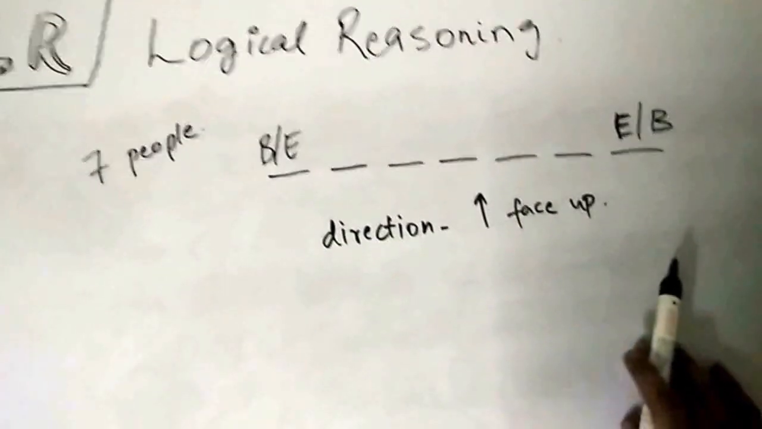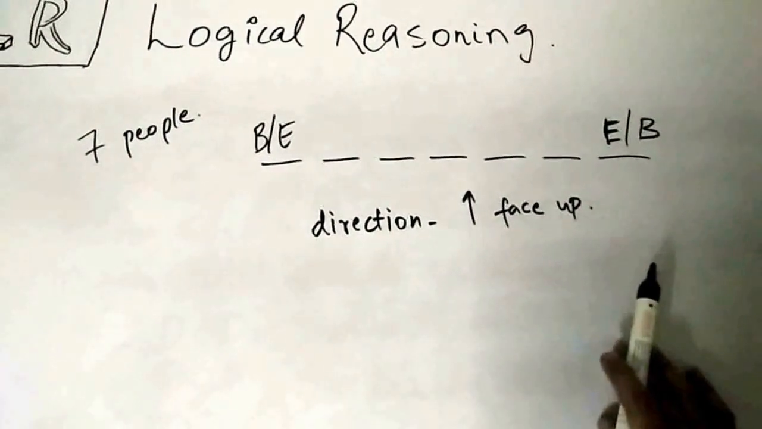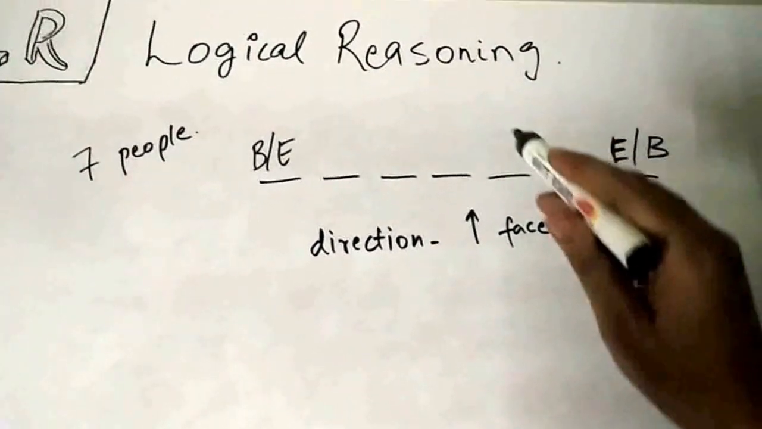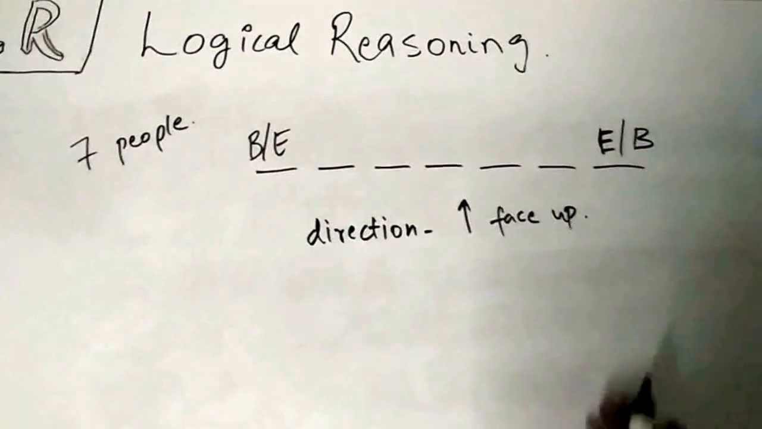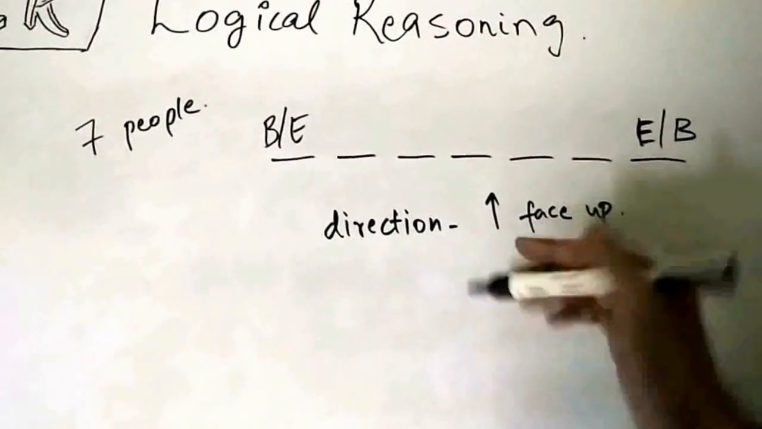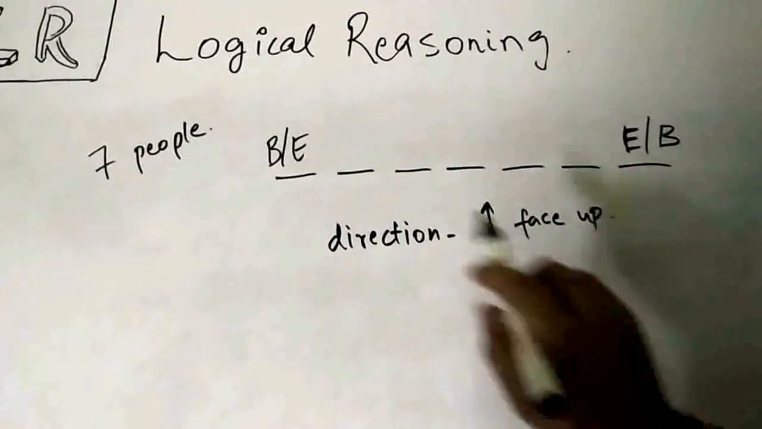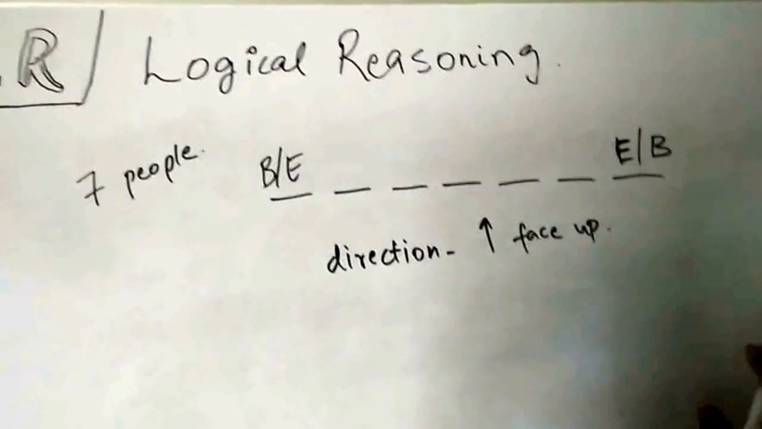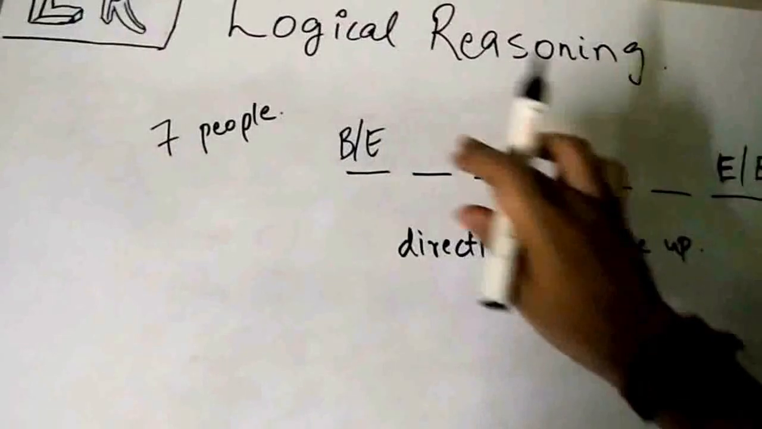So next, move to the next clue. It says that C is 2 places to the left of E. Now we are assuming that all these people are facing this way. Until and unless it is given otherwise, we will assume that all of these people are facing in the same direction. So when we read that C is 2 places to the left of E, we know that E cannot be at this place because there is no seat on the left of E. So without even using this exactly, we can be sure that E is not sitting here.